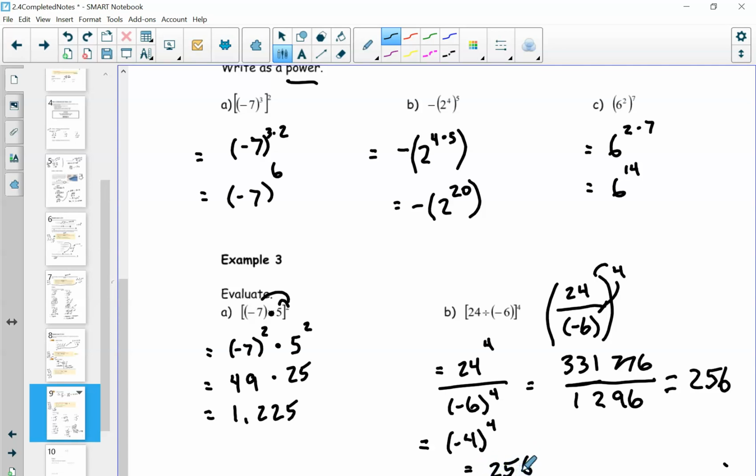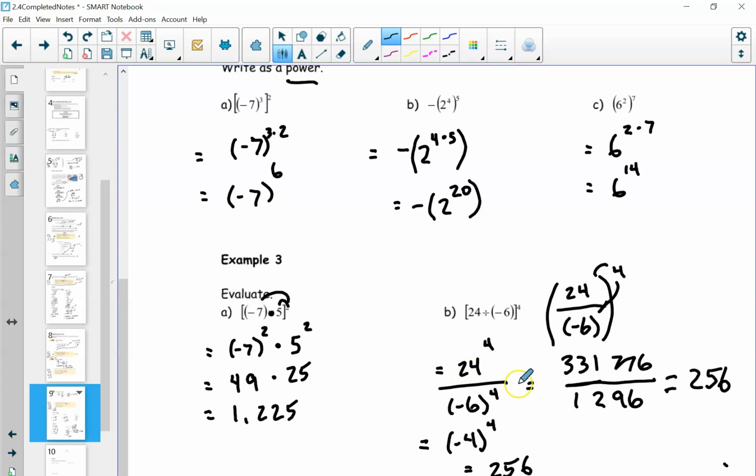256. Okay, so in short, if you're the kind of person who likes to simplify those before you do the math, you can do that. Just don't forget, you can't subtract, because these are different bases. You can't subtract these exponents. You still have to apply the 4.